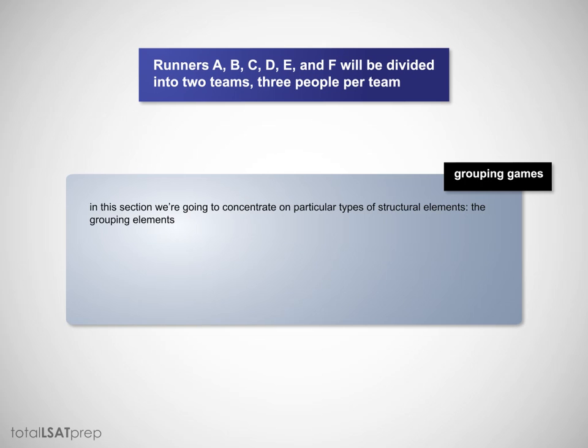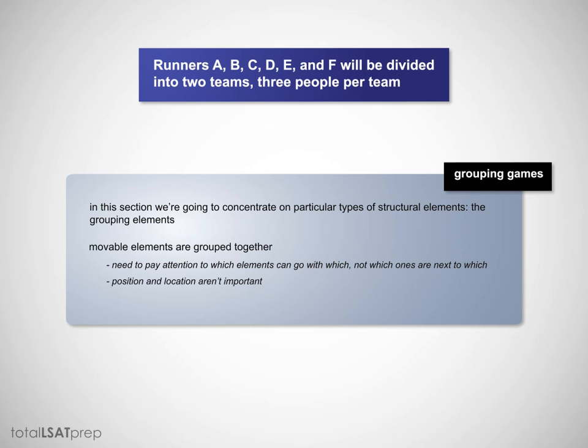In this section, we're going to concentrate on those particular types of structural elements, the grouping elements. And grouping elements are where the movable elements are grouped together. So the structure is that you're going to have to put the movable elements into groups. And you're going to need to pay attention to which elements can go with which, not which ones are next to which. Position and location aren't that important. What's important is who can go with whom.